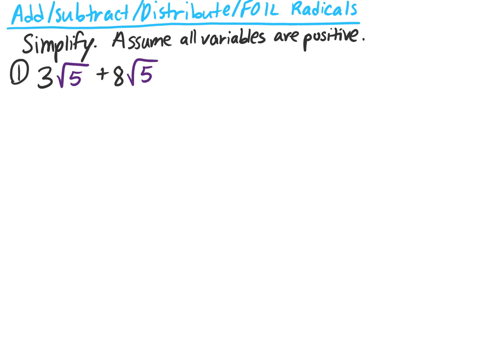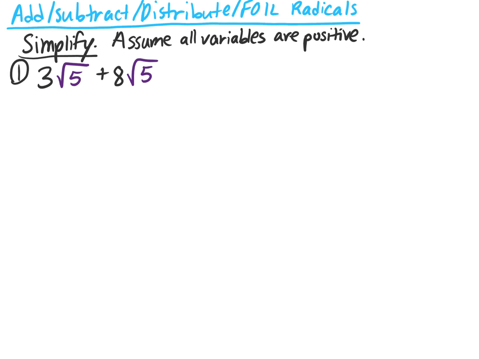In this video, we are going to take a look at adding, subtracting, distributing, and FOILing radicals. Very similar to what we did last time, you had a chance to do a lot of different simplifying techniques, so we will still be simplifying. And notice the directions are the same. We are still simplifying as our directions, assuming all variables are positive, because again, that helps us with avoiding some extra absolute value stuff that we'd have to do with the variables.